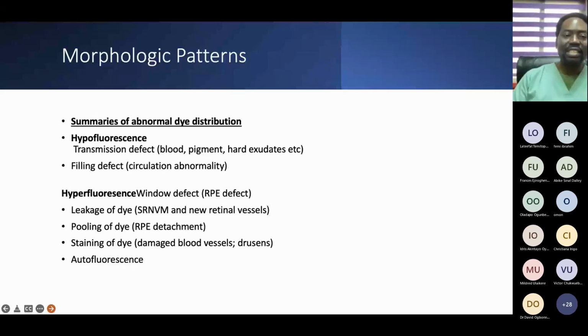In the hyperfluorescent patterns, there are four of them. Basically, there could be leakage of dye from abnormal vessels like choroidal neovascular membranes or new vessels. There could be pooling of dye in abnormal potential spaces, as will happen in RPE detachments. There could be staining of the blood vessels that are abnormal, and there could be autofluorescence. Autofluorescence is without a dye injection, there is the appearance of the tissue in a fluorescent pattern.